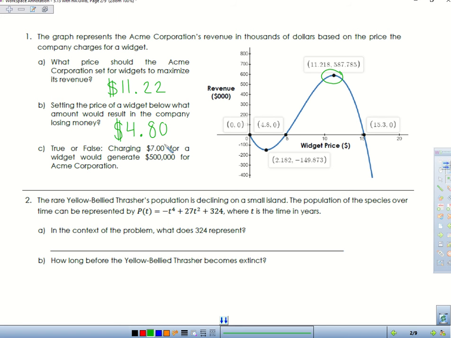Okay. And then it says true or false, charging $7 for a widget would generate $500,000 for Acme Corporation. So $7 is somewhere around here, right? So if we go up and we see what point that matches, around 250,000. So is that true or false? False. It doesn't reach 500,000. All right, so far, does it make sense?